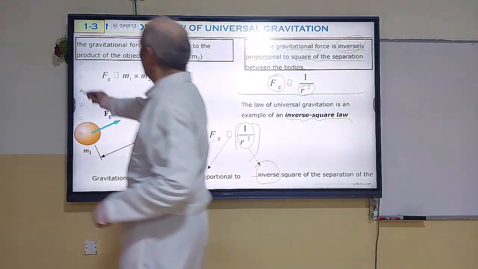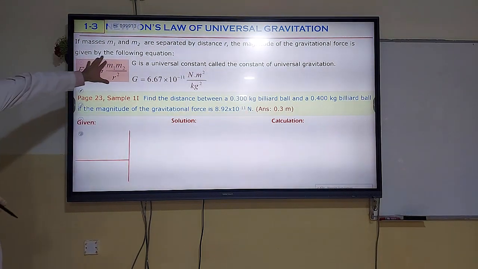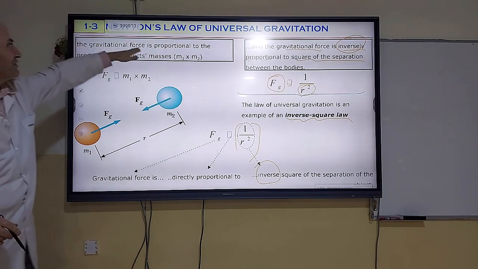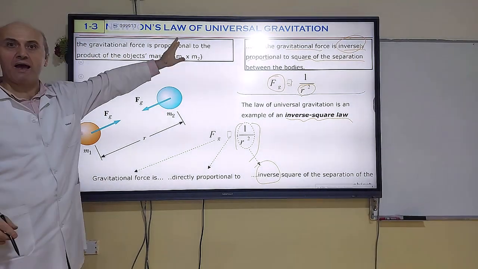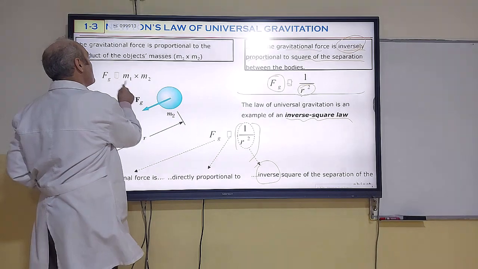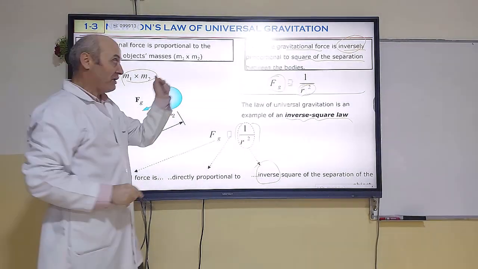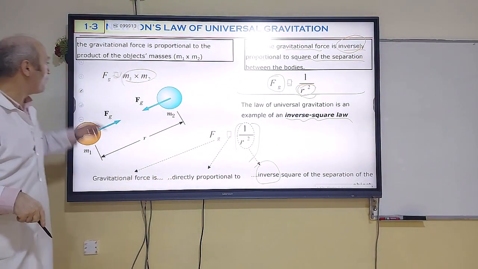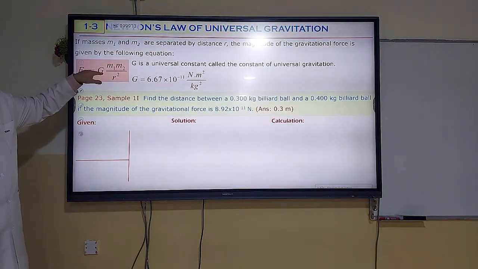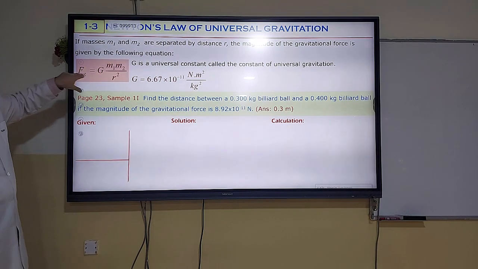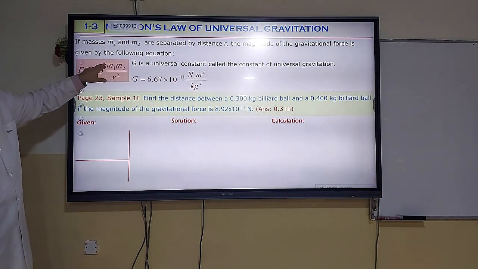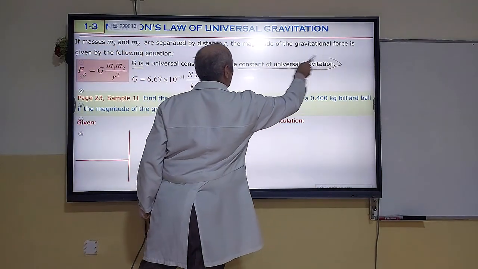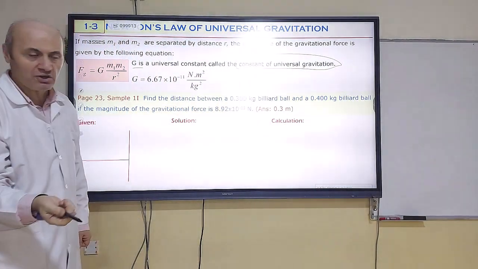Okay, and this is the question. So we are going to combine these two facts. Which facts? Gravitational force is directly proportional to the product of the object masses, m1 times m2, and m1 times m2 must be in the numerator. It is inversely proportional to r squared, which must be in the denominator. So now when we insert a constant, we write the equation. This is the equation for universal gravitational force: F equals G m1 m2 divided by r squared. G is called the universal gravitational constant, or constant of universal gravitation.